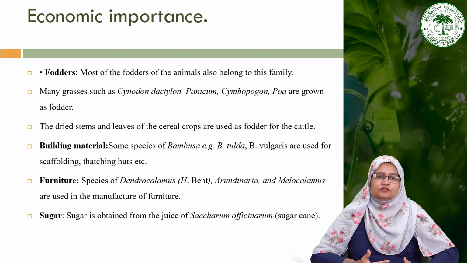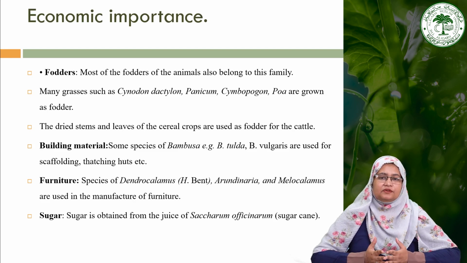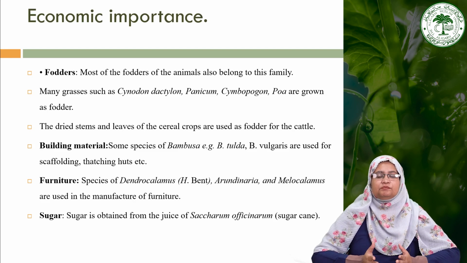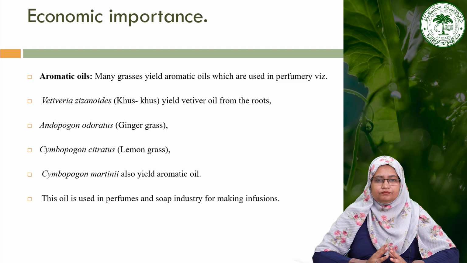Our fodder is also there, our animals also feed on this particular family Poaceae. We can also obtain wood that is used in the making of furniture or building materials. Then we can also obtain sugar from this particular family, that is, the main sugar producing plant, Saccharum officinarum, also belongs to this particular family Poaceae.